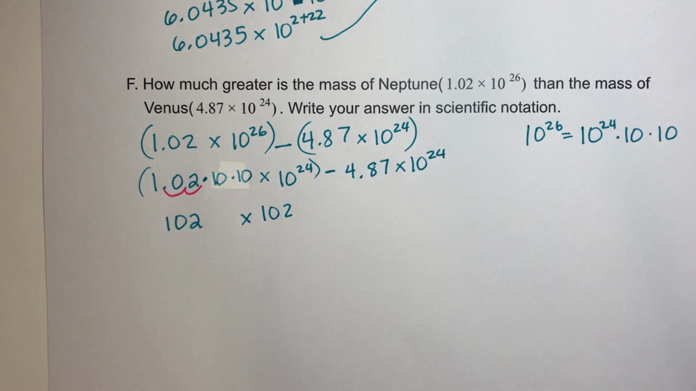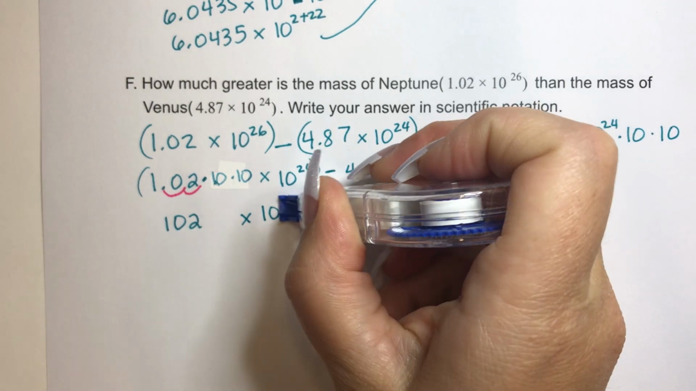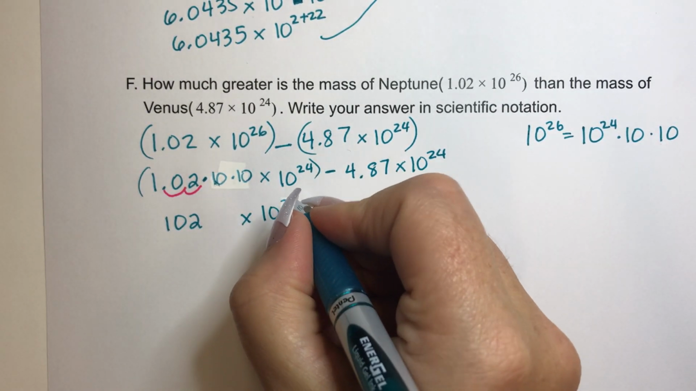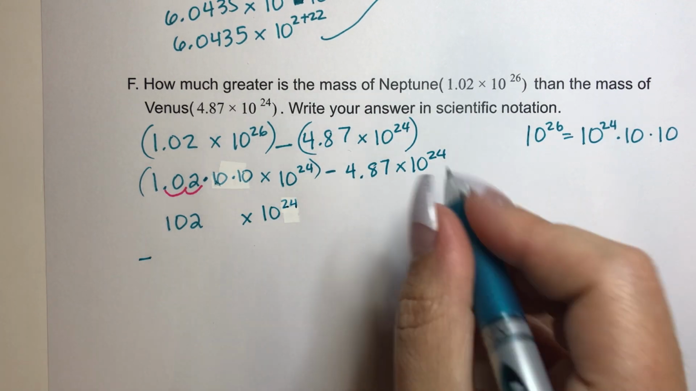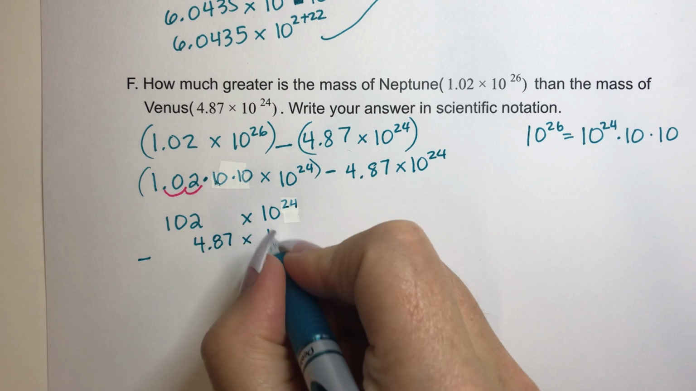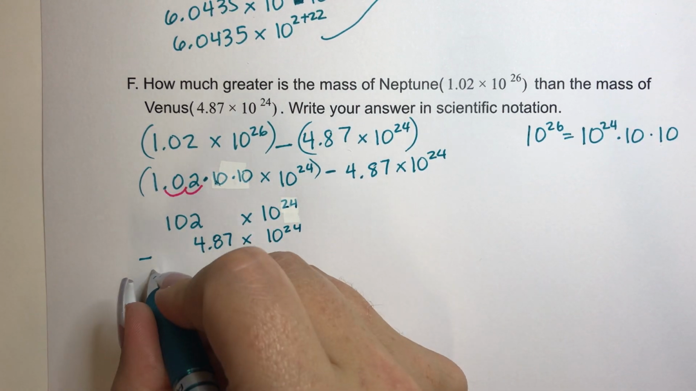Oh my goodness, that is not an exponent. 24th minus 4.87 times 10 to the 24th.